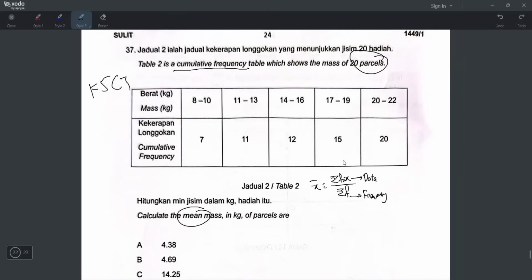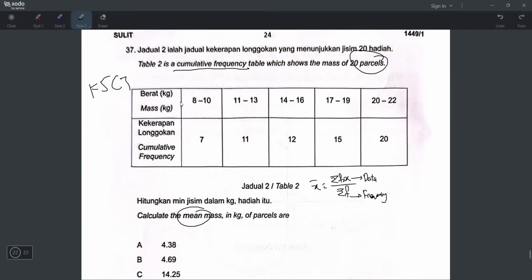If it's group data, you have to use the midpoint to represent the X. Because if there is a class, if it's group data, then your data becomes like a class already. So you have to find out the midpoint lah, and use the midpoint for the X.